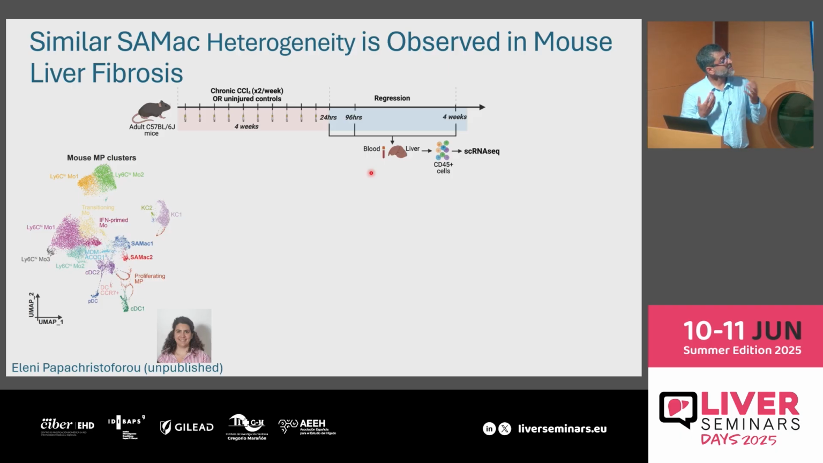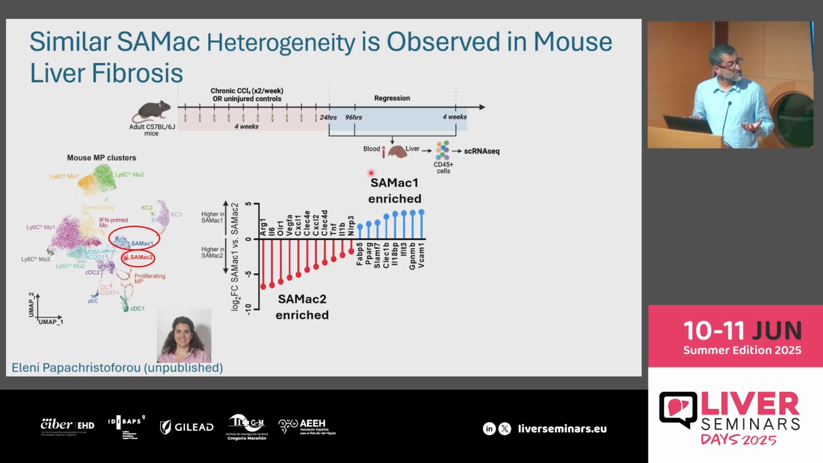Now, we've done very similar experiments in mouse. This is the CCL4 model, where we've done single cell sequencing, and you can find these two populations of scar-associated macrophages. This was done by Eleni, who's a former PhD student in the lab. And when we look at the similar kind of differential expression, we see a very similar change. You have these OLR1 positive macrophages that are more pro-inflammatory.